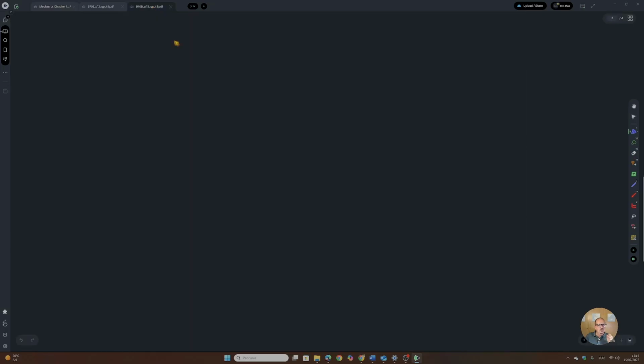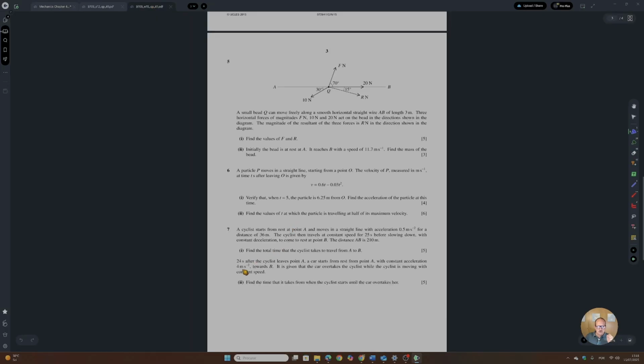Second part of the question. Initially, the bead is at rest at A. It reaches B with a speed of 11.7 meters per second. Find the mass of the bead. There is one piece of hidden information that is not represented here in the question, but is in the text, which is the length of AB is 3 meters.